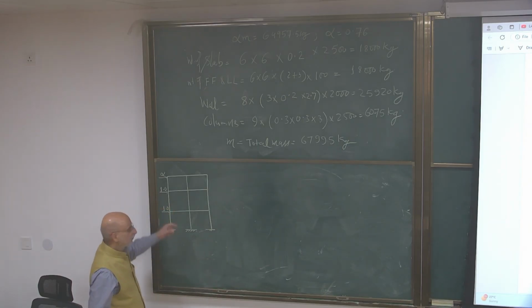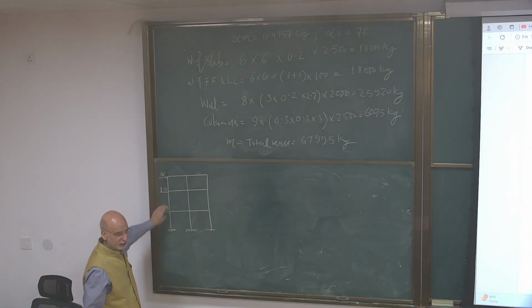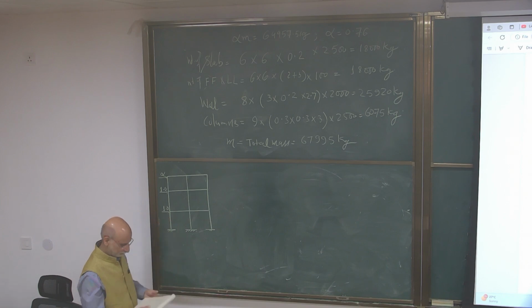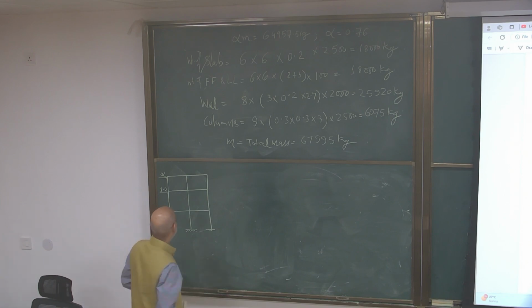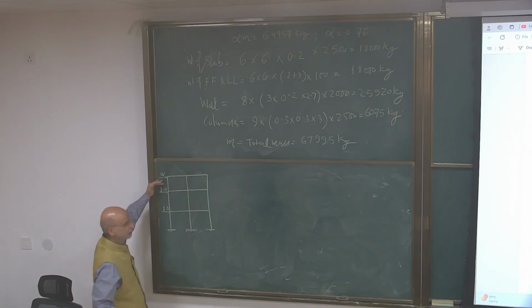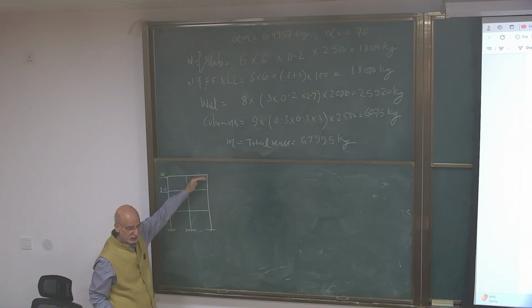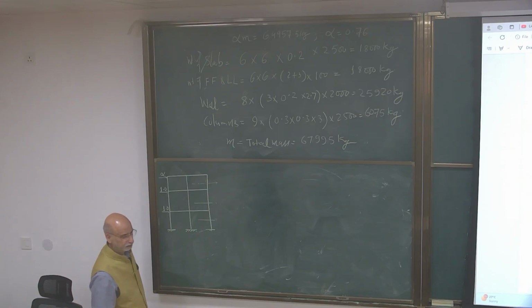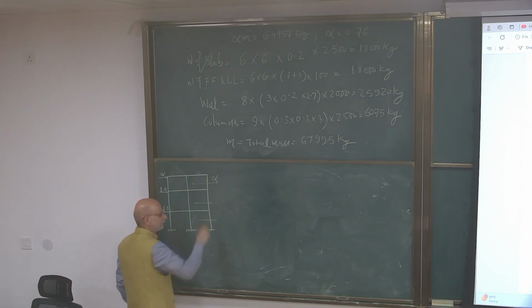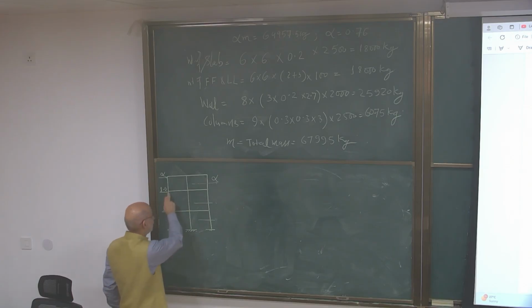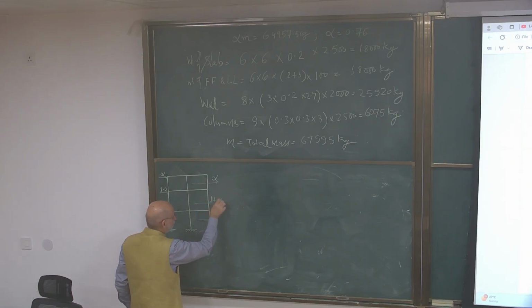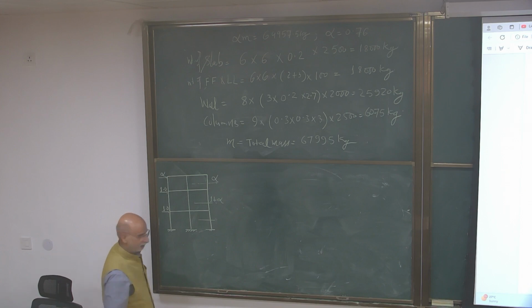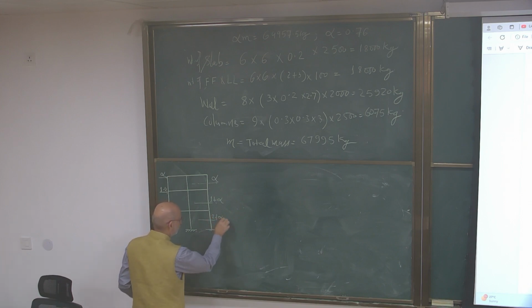Okay, so now if I say this is alpha, then these are 1, 1. So if I apply this lateral force, how much is the shear at this level? Alpha. At this level, 1 plus alpha. 2 plus alpha. Perfect.